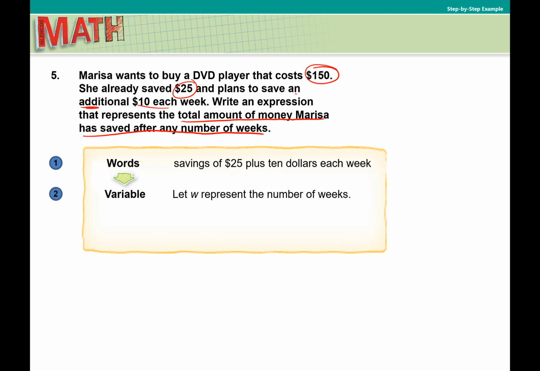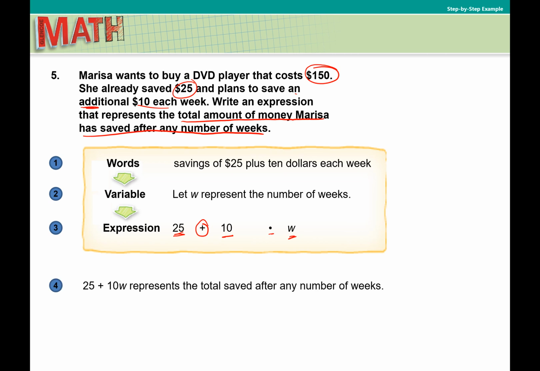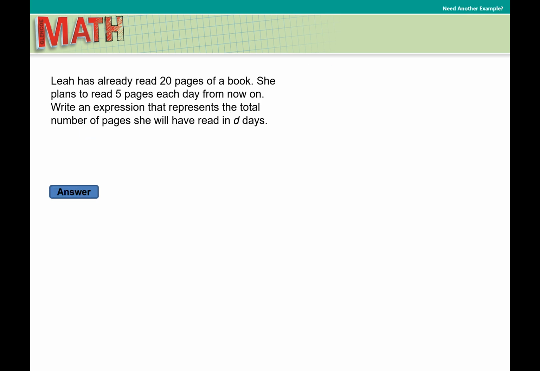Okay, so we're going to let W represent the number of weeks, and here's our expression. So 25 is what she starts with. We're going to add $10 every week, okay? $10 a week. So our expression will look like this: 25, that's what she starts with, plus 10W. So $10 for any given number of weeks. So I can plug in 1 week, I can plug in 5 weeks there, and figure out how much money she has saved after that number of weeks. Okay, go ahead and work this through on your own.